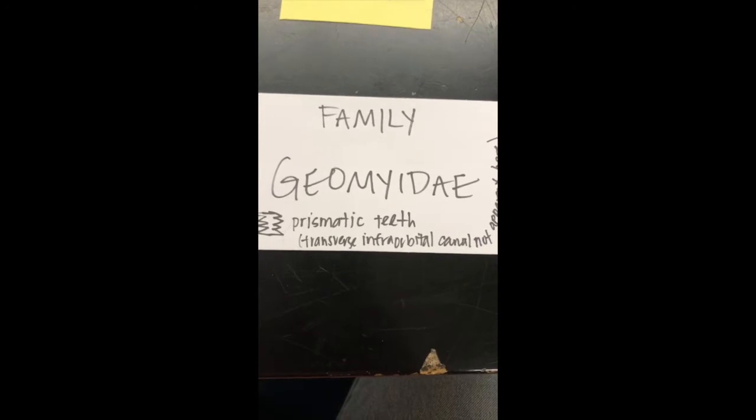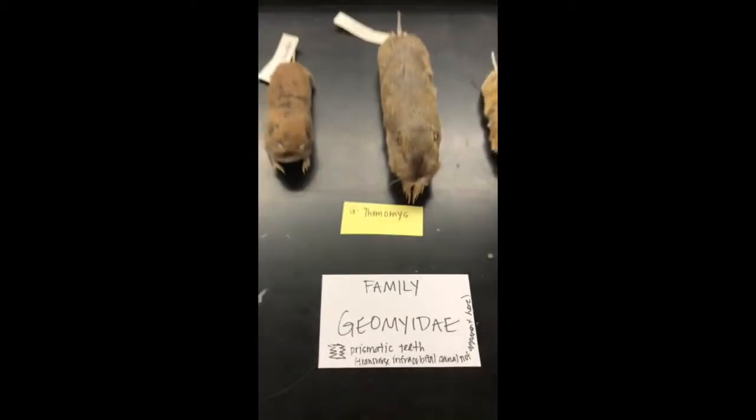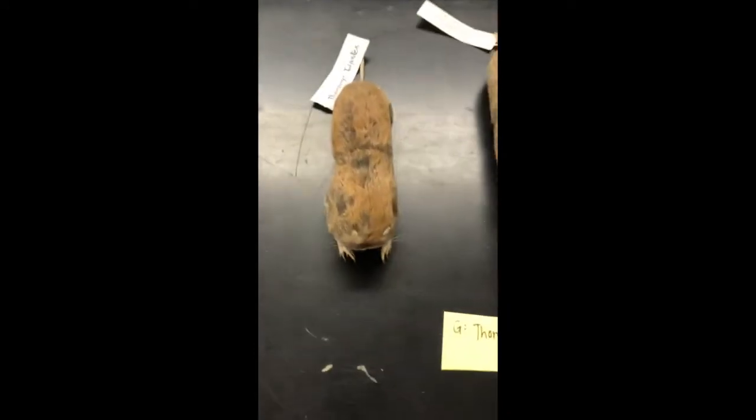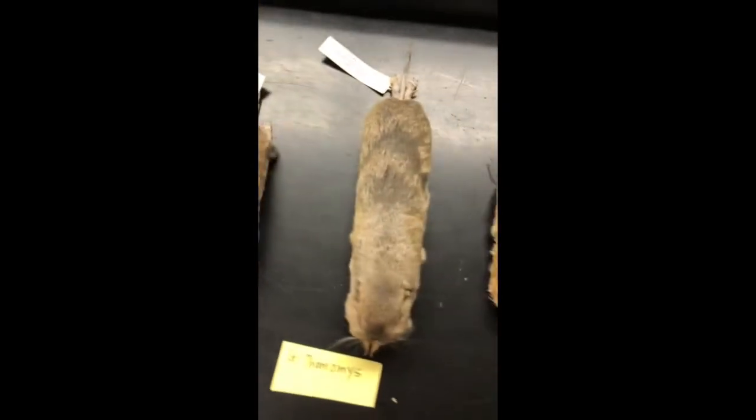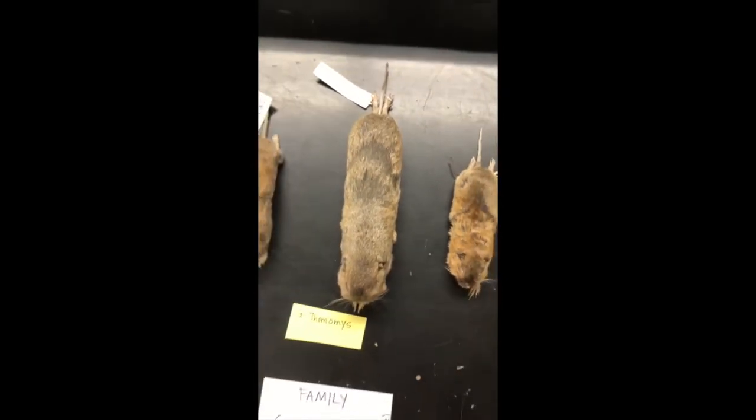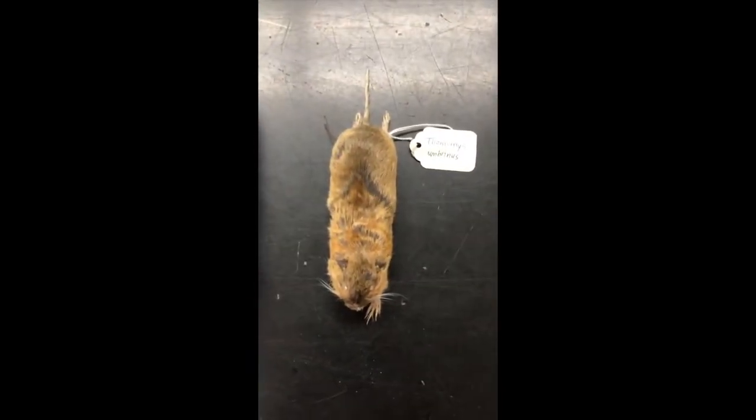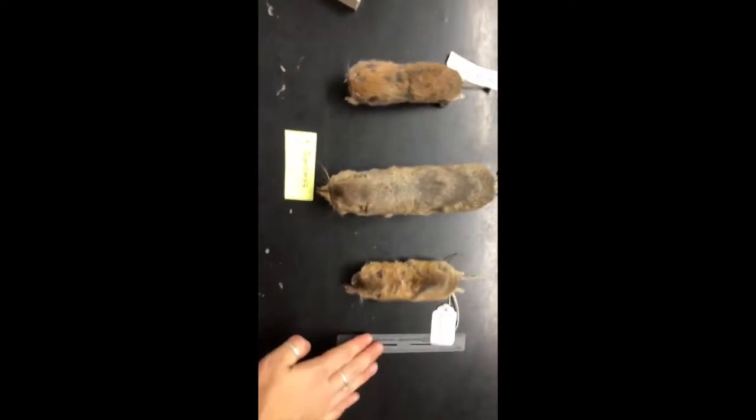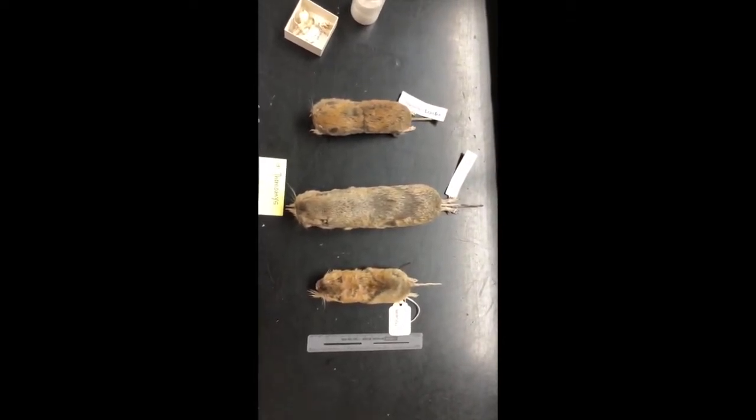The second family in suborder Castoreomorpha is Geomyidae. So we have one genus, Thomomys, with three specimens. So this first one we have is talpoides. The largest specimen we have here is townsendii. And then the third species that we have here is umbrinus. So I'll give you an overview look of the three species.